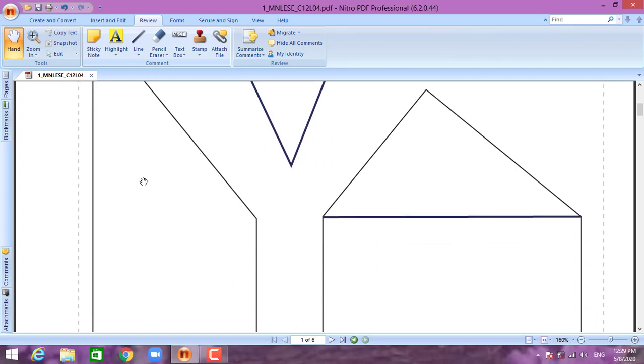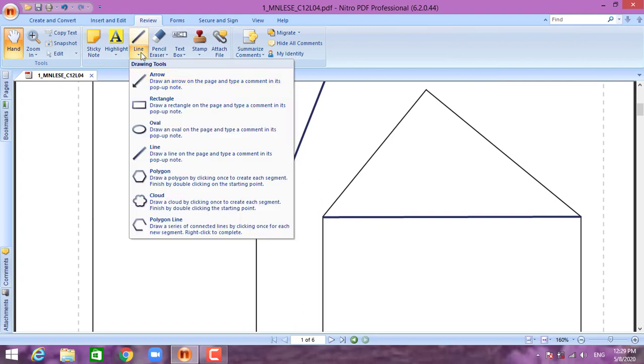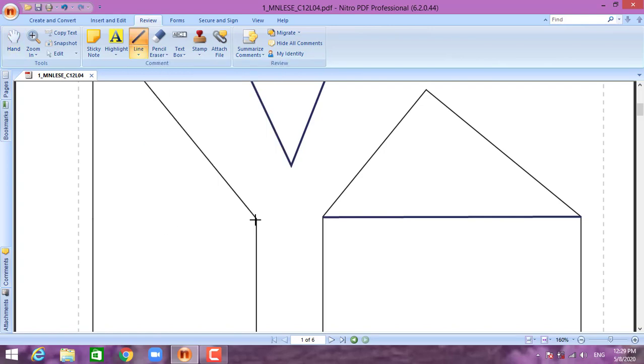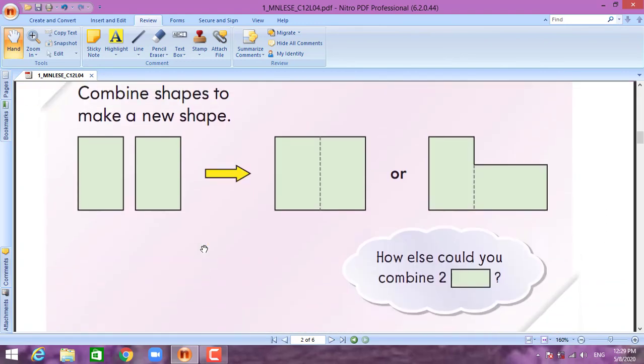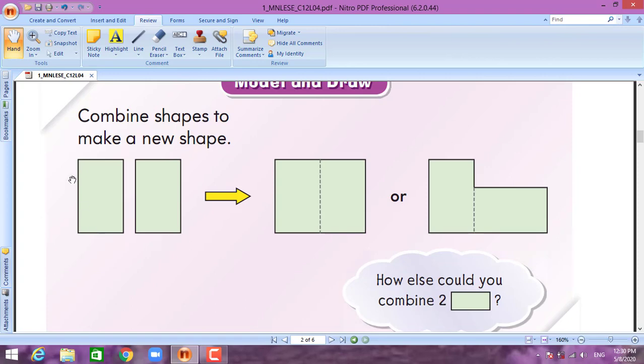Also this shape, it's combined. Here I have a triangle and a square. We can combine two rectangles to make new shapes. We can put them side by side like this, or we can put one down this way.